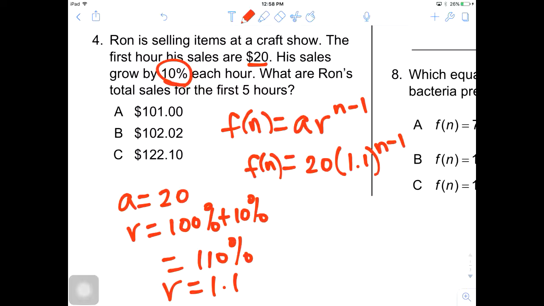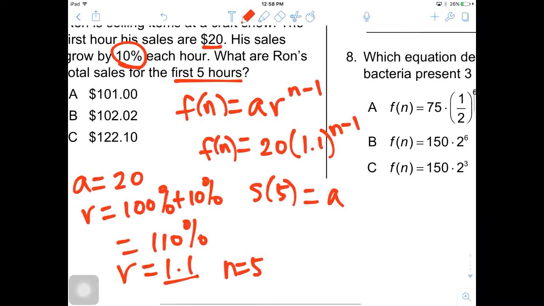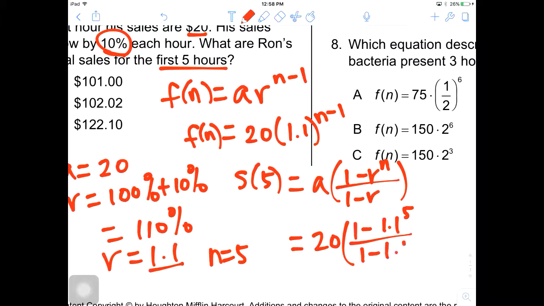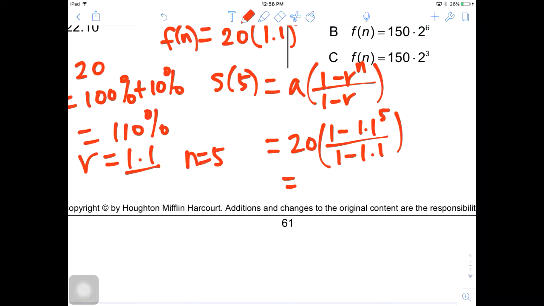We're asked to find the total sales for the first 5 hours. So this involves the sum. So we're looking for S of 5. So we have the values of a, r, and n is equal to 5 in this case. So S of 5 is equal to a times 1 minus r to the n over 1 minus r. So that's going to be 20 times 1 minus 1.1 to the 5th power over 1 minus 1.1. And the rest of it, you can use a calculator to get the answer.